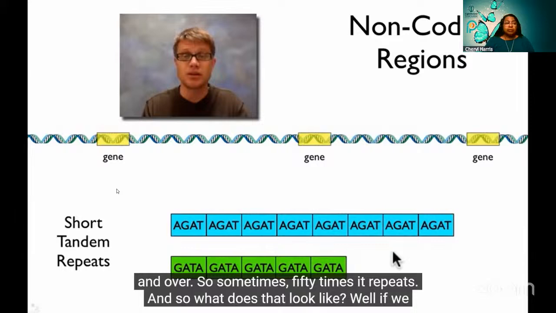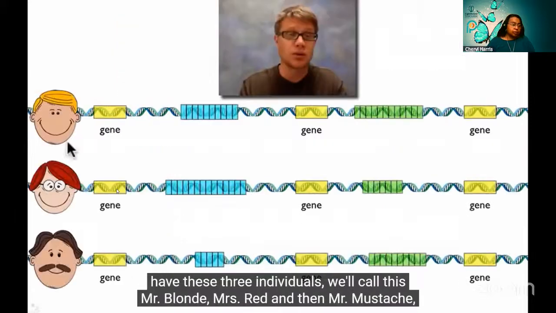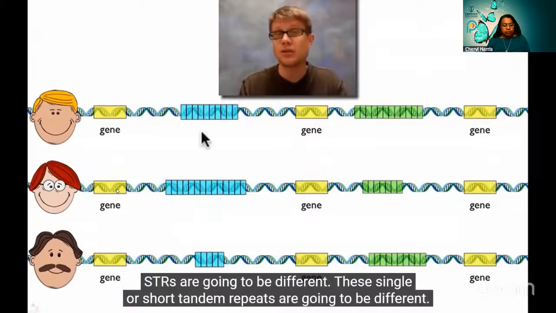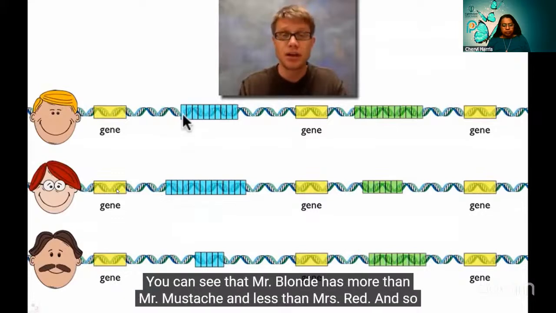Well, if we have these three individuals, we'll call this Mr. Blonde, Mrs. Red, and then Mr. Mustache. If we look at these three people, their genes are going to be the same, but these STRs are going to be different. These short tandem repeats are going to be different. You can see that Mr. Blonde has more than Mr. Mustache and less than Mrs. Red.